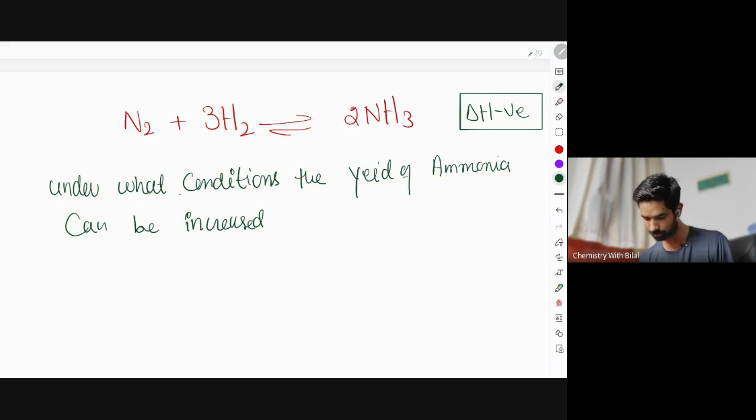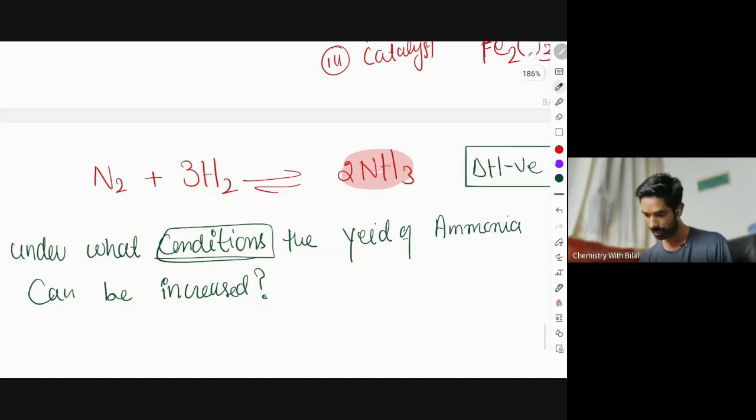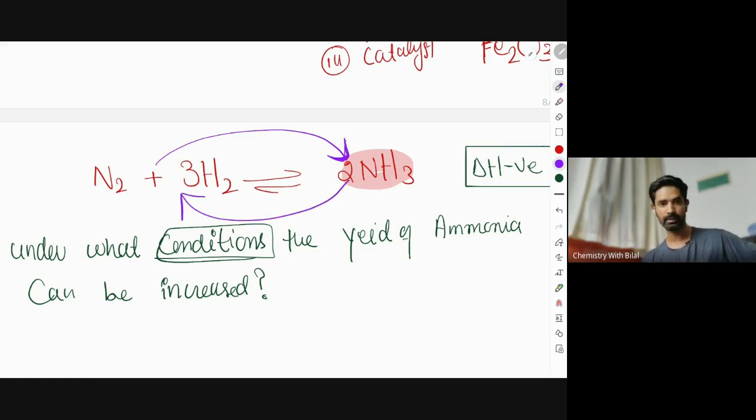So what are those important conditions? By changing those conditions, you can increase the yield of ammonia. That's the question. When I say you can increase the yield of ammonia, that means how can you forcefully, by changing any of these conditions, disturb the equilibrium? At equilibrium, forward और backward same rate पे हो रहे थे. जैसे ammonia बन रही थी वैसे ammonia was going in the backward direction. But how can you adjust your reaction by changing certain conditions so that it only goes in the forward direction to make more ammonia?